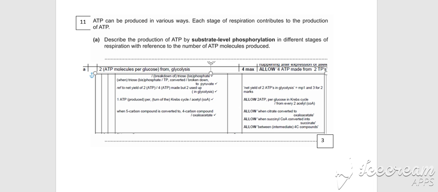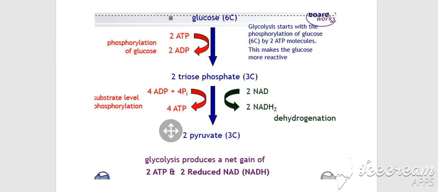Question 11. ATP can be produced in various ways. Each stage of respiration contributes to the production of ATP. Describe the production of ATP by substrate level phosphorylation in different stages of respiration with reference to the number of ATP molecules produced. So we can start off with glycolysis, where there are 2 molecules of ATP produced from glycolysis.